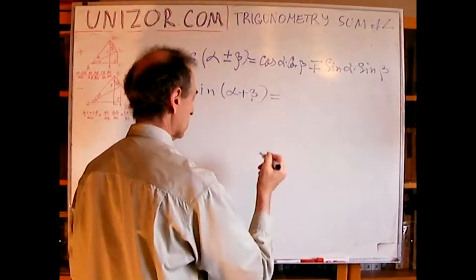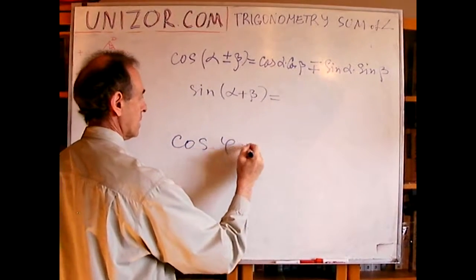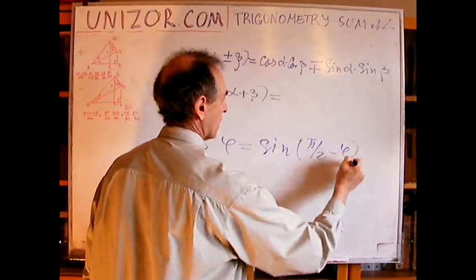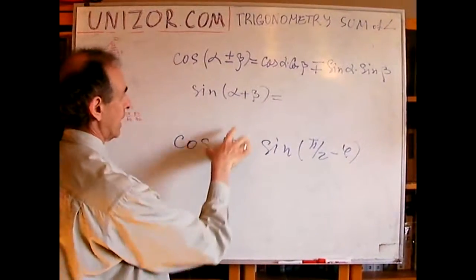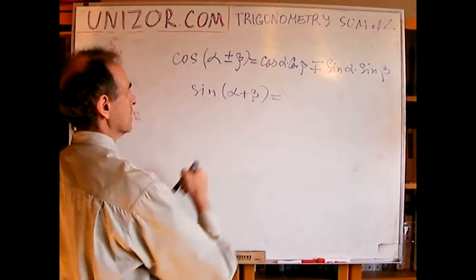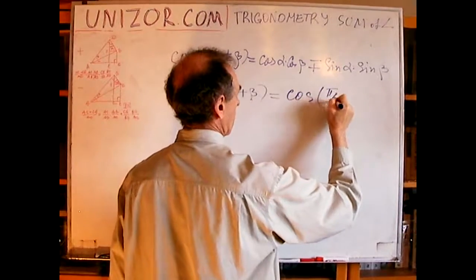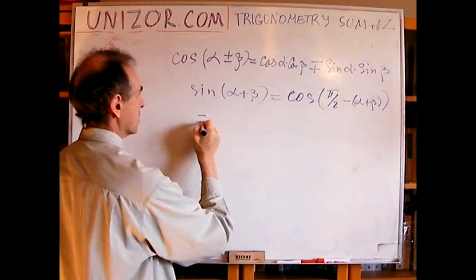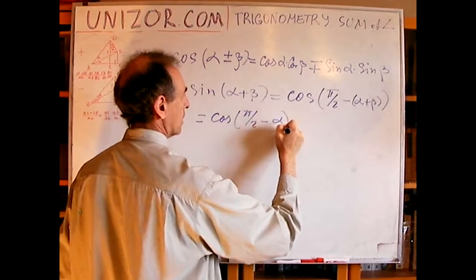You know the fundamental identity: cosine of phi is equal to sine of pi over 2 minus phi. I have already proven that for all kinds of angles. So instead of phi, we'll use alpha plus beta, which means that cosine of alpha plus beta is equal to sine of pi over 2 minus alpha plus beta, which is equal to sine of pi over 2 minus alpha minus beta.